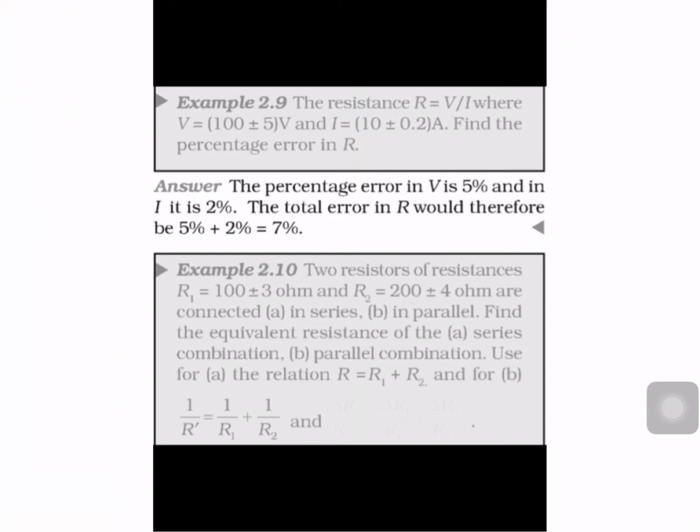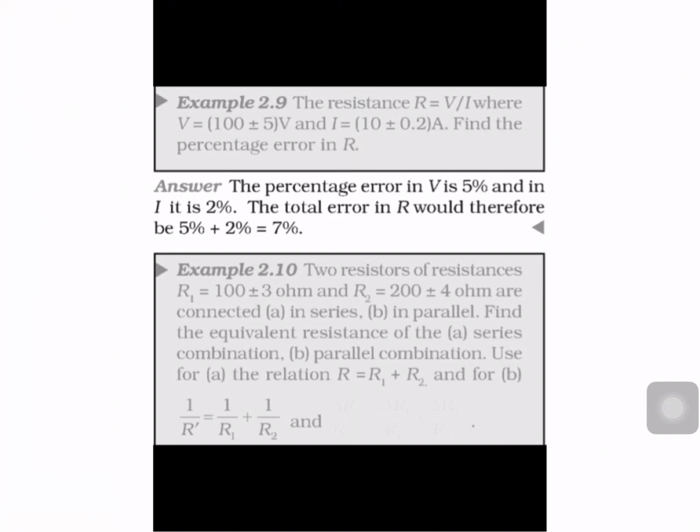And then next, in the same way, I give another example. Resistance R equals V by I, where V is given and I is given. Find the percentage error. Here also you can add the two things. The total error in R would be given by 5% plus 2%, so 7%.